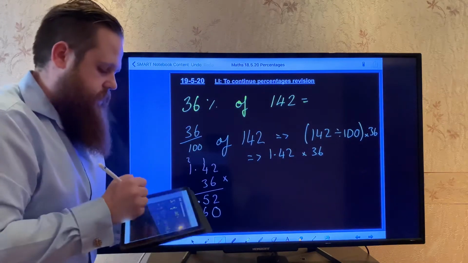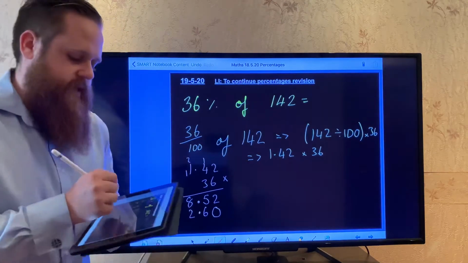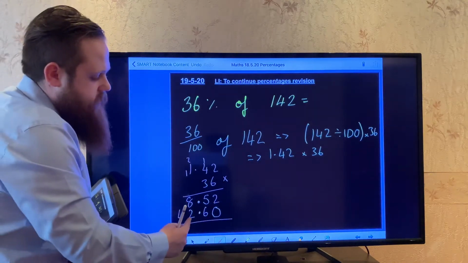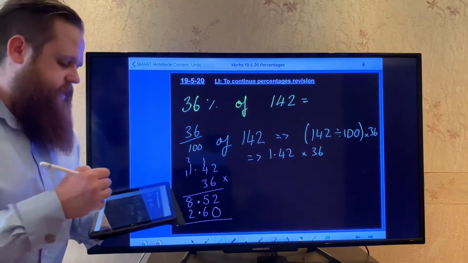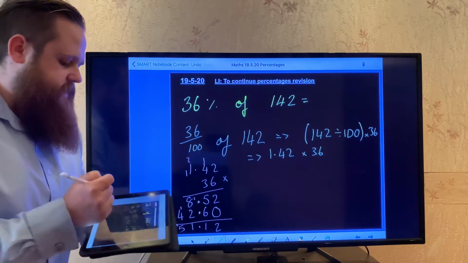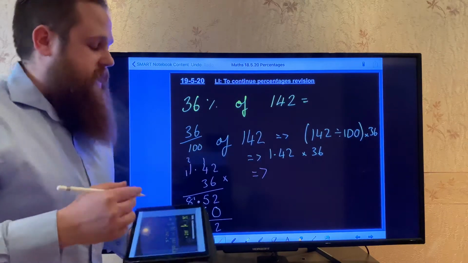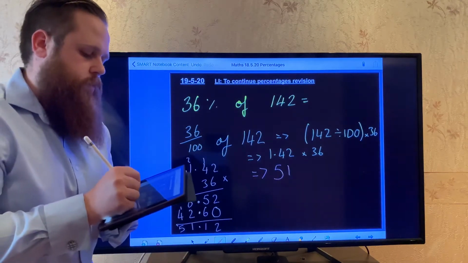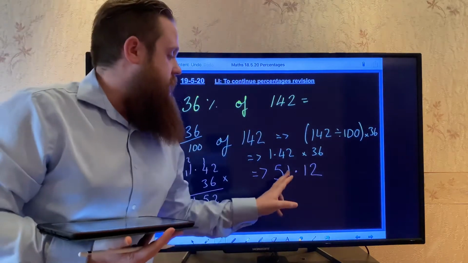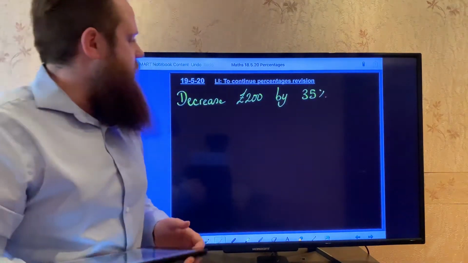3 times 4 is 12, carry the 1. 3 times 1 is 3, plus 1 is 4. And I can then add them together. So I've got 8.52, add 42.60, or 42.6. Well, that's 2, that's 11, that's 11, and that is 5. Therefore, I can go back over here now. 1.42 times by 36 is 51.12. And there we go. 36% of 142 is 51.12. Solved. Voila.